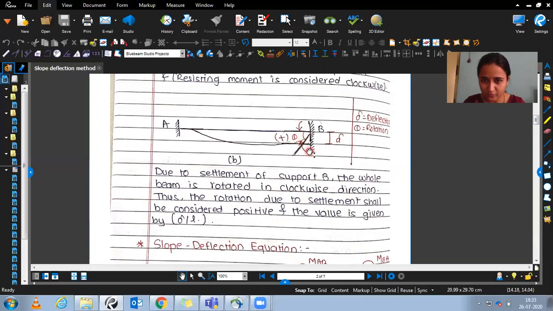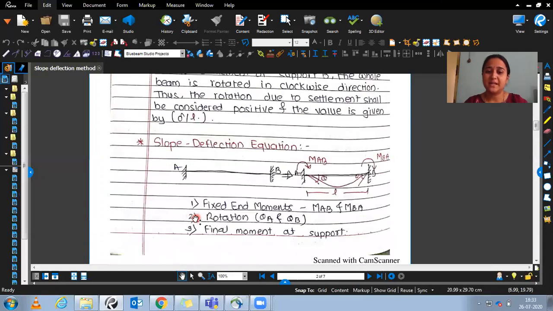So this is theta, and this is considered as positive because the movement due to settlement is in clockwise direction. So that's why this is considered as positive here. Okay, and that settlement is taken as delta by L.